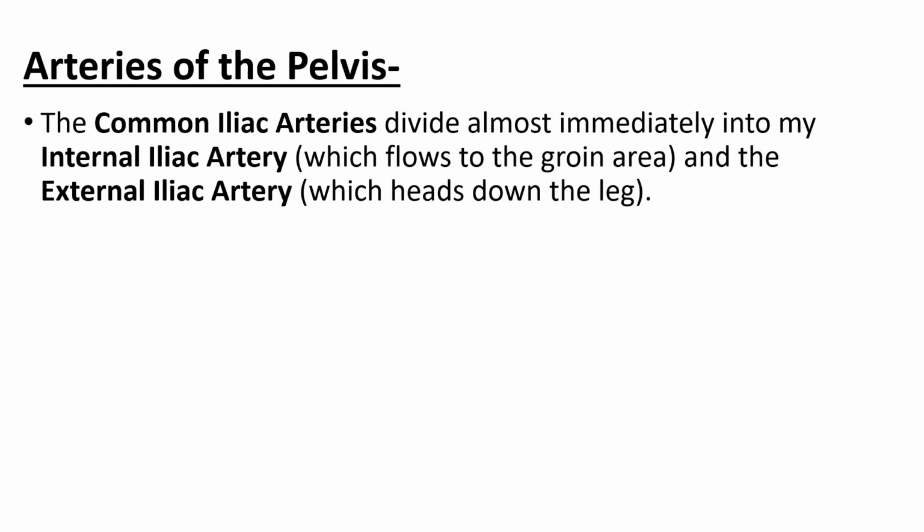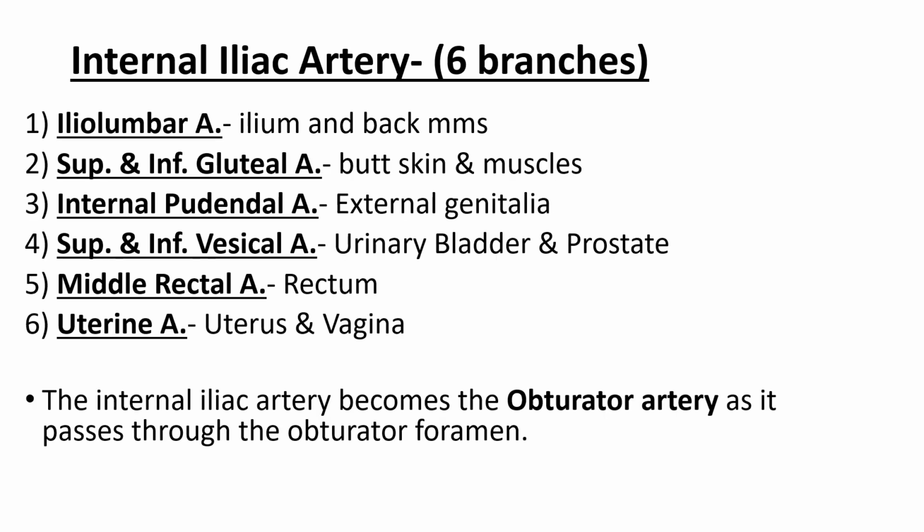So here we have it written out for us. Common iliac splits almost immediately into my internal iliac versus my external iliac. Now with my internal iliac, I've got 6 branches. I've got my iliolumbar, so it's going to the ilium, which is your big hip bone, and some of the lower back muscles. I've got my superior and inferior gluteal arteries going to the skin of the butt and some of the muscles in your butt.